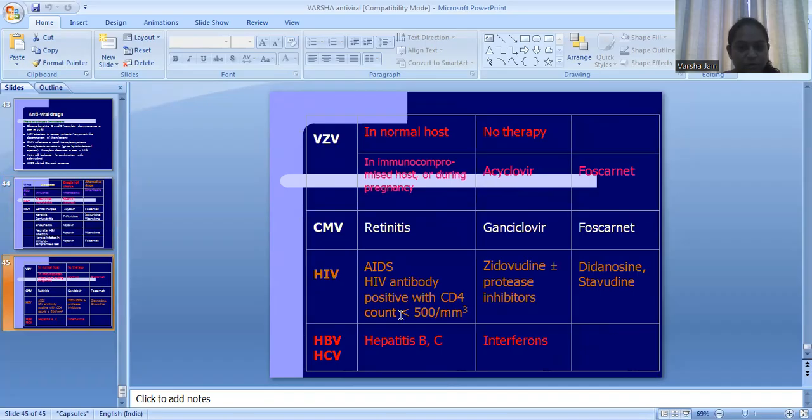VZV: in a normal host, no therapy, but in an immunocompromised host or during pregnancy, the drug of choice is acyclovir and the alternative drug is foscarnet. CMV retinitis: ganciclovir and foscarnet. HIV, that is AIDS, in an HIV antibody positive patient with CD4 count of 500 per cubic millimeter: zidovudine and protease inhibitor. Then HBV and HCV, that is hepatitis B and C: drug of choice is interferons. Thank you.